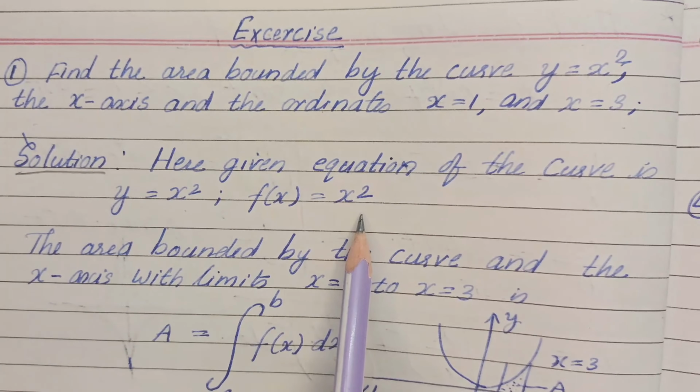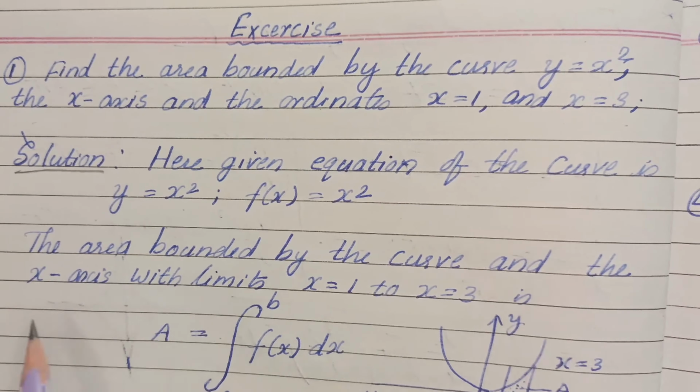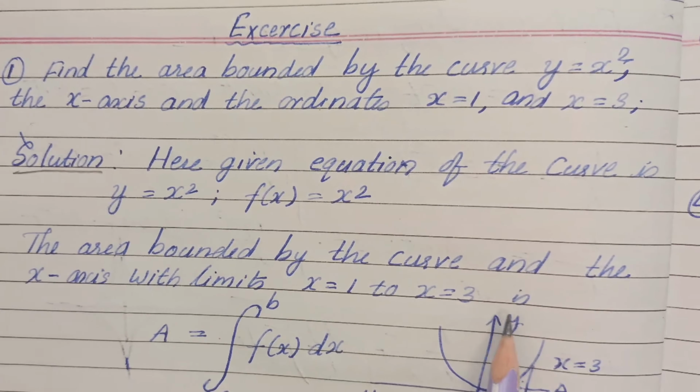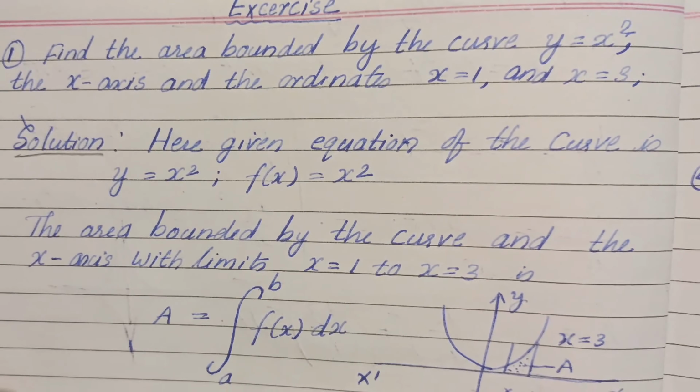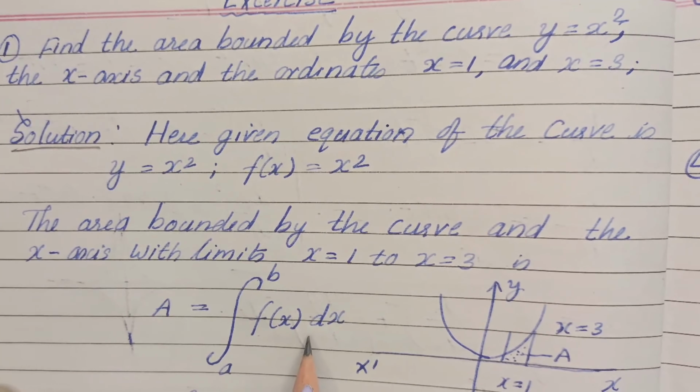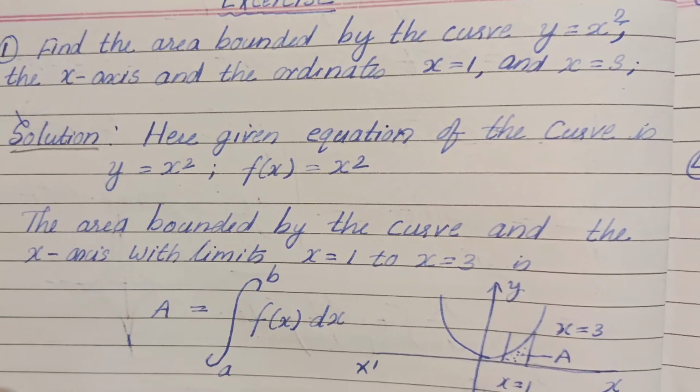That's what we wrote. Now here the area bounded by the curve and the x-axis with the limit x is equal to 1 to x is equal to 3 can be written with a formula, and that formula is A is equal to the integration from a to b of f(x) dx. So how do we get this formula? With the help of this graph. We can just see the graph over here.